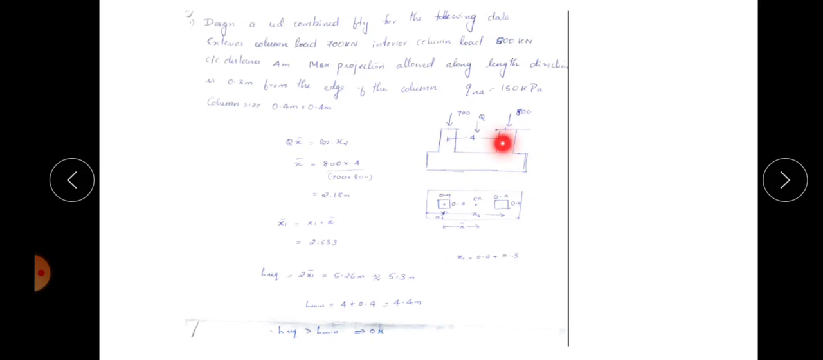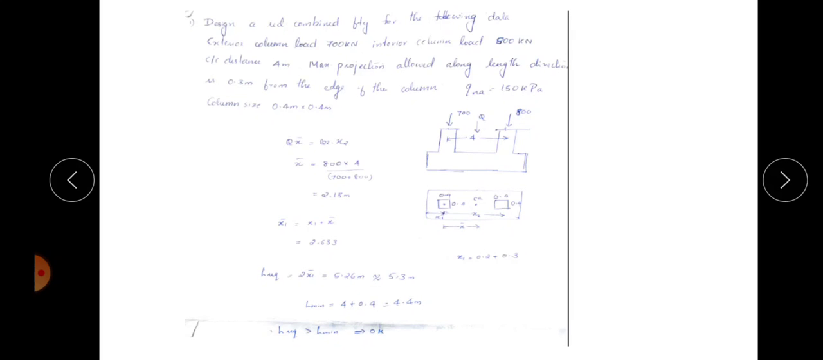So it will be equal to 4 plus half of the column plus half of the column, that is 4 plus 0.2 plus 0.2, that is 4 plus 0.4, that is 4.4 is the minimum length. So this required length is greater than L minimum, so the calculated required length is okay. So the design is okay. So we have obtained the required length as 5.3, and also we have checked whether the required length is greater than the minimum length. Okay, so hence our required length is correct.